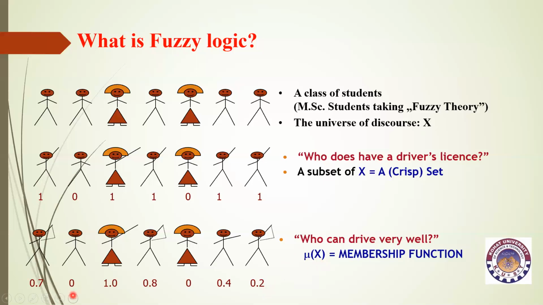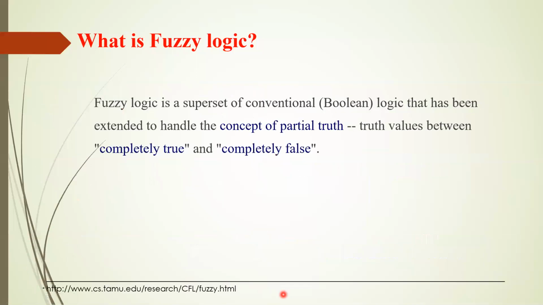Some cannot drive at all. There are some drivers who have just started, like this one, and some are expert in driving. So there is a membership degree that cannot be defined in the crisp set and can easily be handled with the fuzzy logic system.